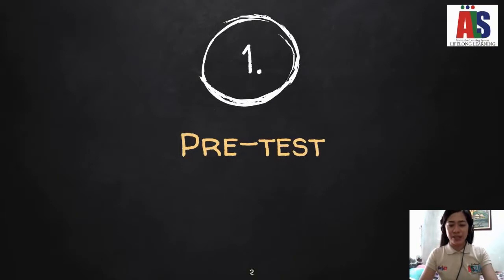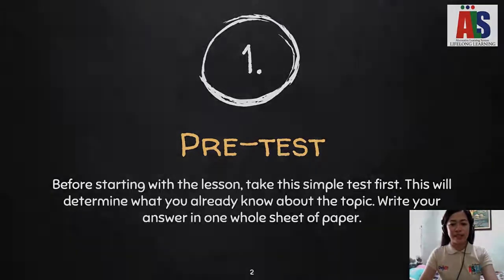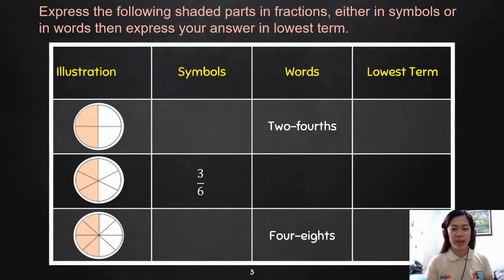Before starting with the lesson, please take first the speed test. All you have to do is to pause the video for 10 minutes. So you will write your answer in one whole sheet of paper. Okay, learners, this is the direction. Express the following shaded parts in fractions, either in symbols or in words. Then, express your answer in lowest term. Again, you will write your answer in one whole sheet of paper, and you have to pause this video for 10 minutes. So your 10 minutes starts now.